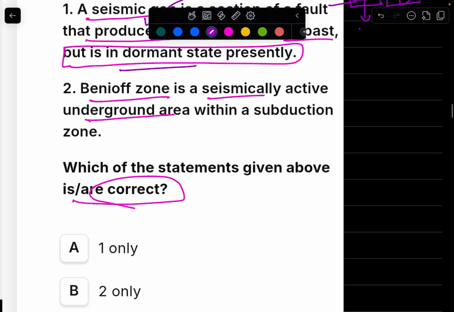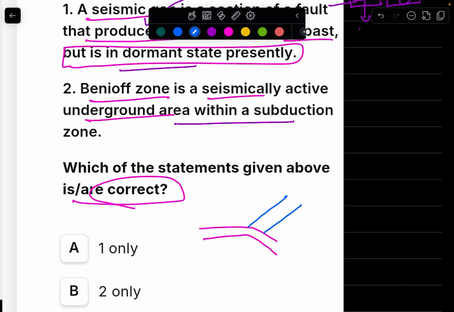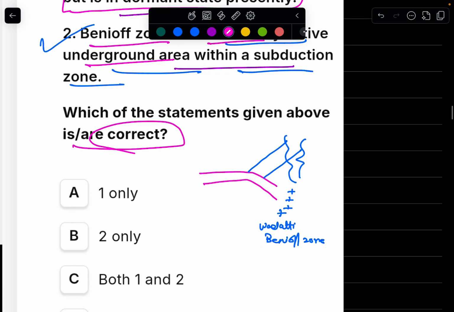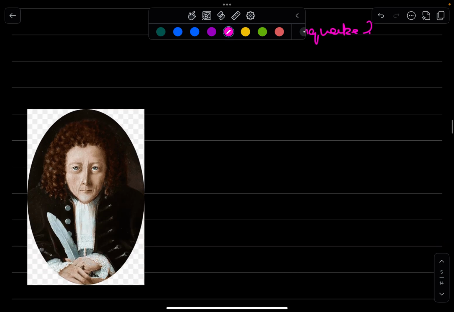Benioff zone is a seismically active underground area within a subduction zone. Yes, what is a subduction zone? A subduction zone is a zone which is created due to the subduction, or undergoing, of one heavier plate under the lighter plate. When it goes under the other lighter plate, there is a zone which is created underground, which is known as the Wadati-Benioff zone. That means it is a seismically active area. Here volcanism and seismicity both can occur. So yes, this is correct. We will dwell into this as well. So the first is correct, the second is correct, both 1 and 2 will be the correct answer. These kinds of questions do come.